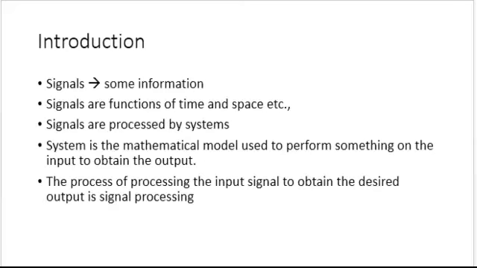Okay, before proceeding in detail, first we'll see what a signal is. A signal is nothing but some information. It carries some information, and it is a function of time and space. And the signals are processed by systems. A system is nothing but a mathematical model which is used to perform something on input to obtain the desired result. This process is nothing but signal processing. So signal processing is applying something on the input system in order to obtain the desired output.